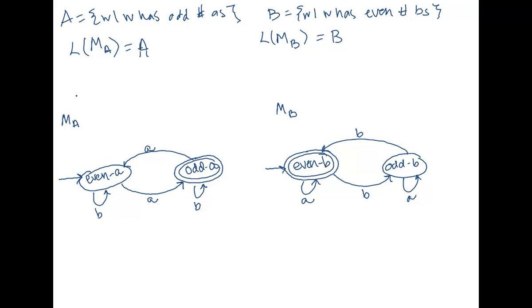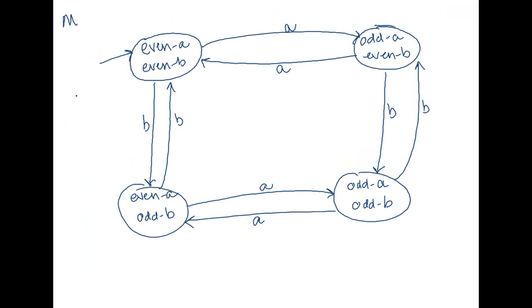So let's look back here at machine A and machine B. Machine A accepted when we had an odd number of A's, and machine B accepted when we had an even number of B's. So that means machine M should accept when we have an odd number of A's and an even number of B's. Luckily that's pretty easy to find because of the way we named our states. We're going to accept when we have odd A and even B. So here is our final state.